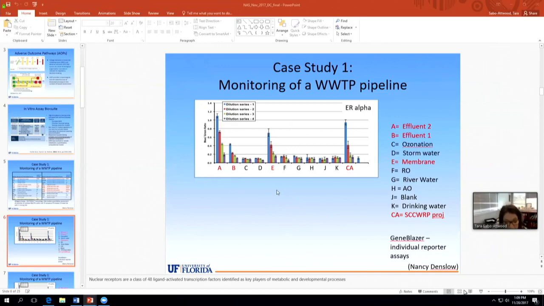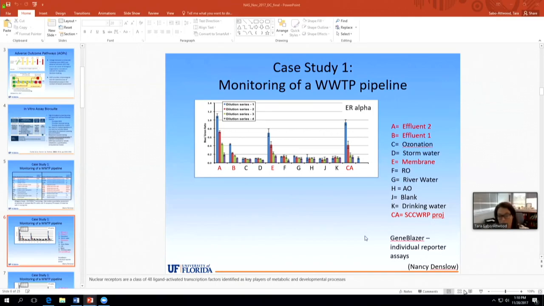And so you can see on the x-axis, each letter represents a different kind of water associated with the wastewater treatment process. Each sample is run in a 4-series dilution. And you can see this is data for estrogen receptor alpha. And really, the take-home message is you get different hits in different types of treated water as it goes through the wastewater pipeline. In this case, we see positive hits for effluent 2, effluent 1, membrane filtration processes, and then this is just another unrelated sample here I'm not going to talk about.